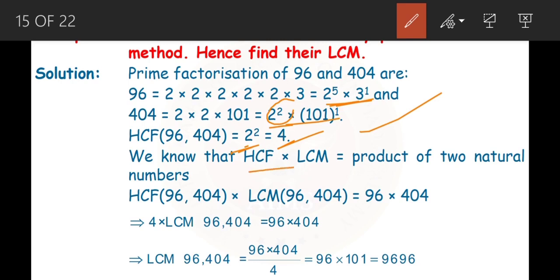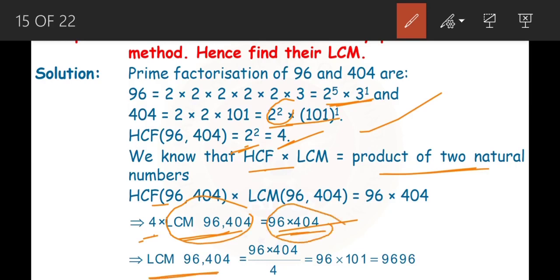Now what is the relationship? HCF times LCM equals the product of the two numbers. What is the HCF? 4. What is the LCM? We don't know. What are the two numbers? 96 into 404. So this 4 will go to that side. LCM will stay here. This 4 will go towards the right hand side. So LCM equals the product of the numbers by 4. So what will we get? 9696. Sorry, this will be the LCM.